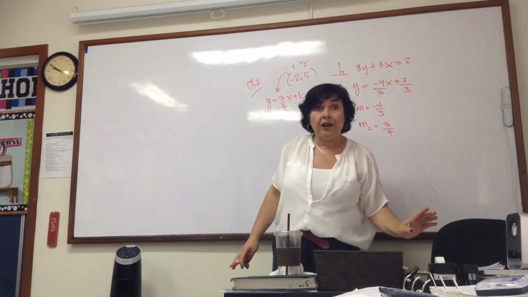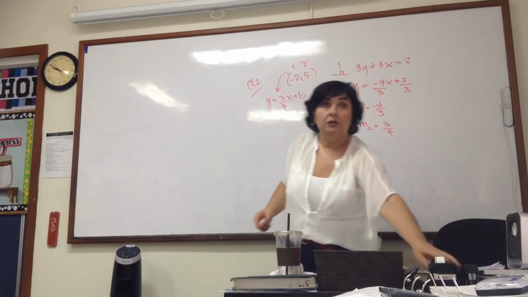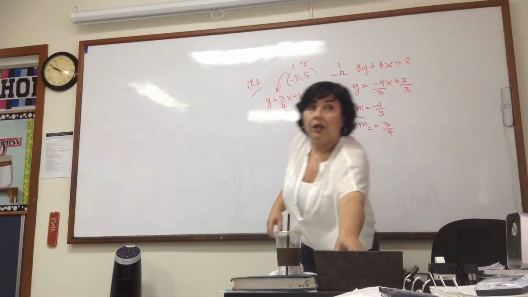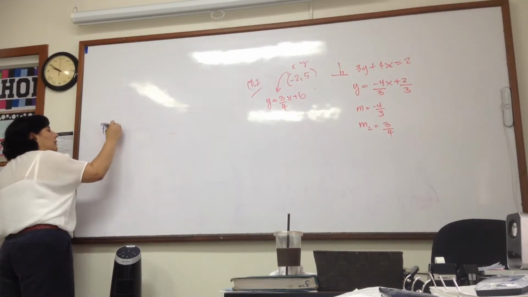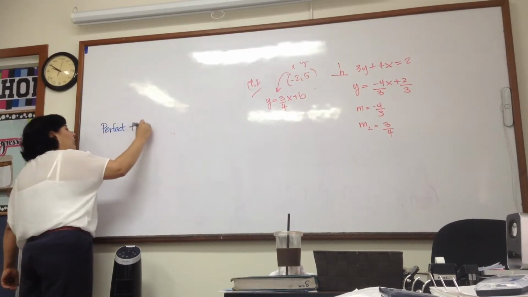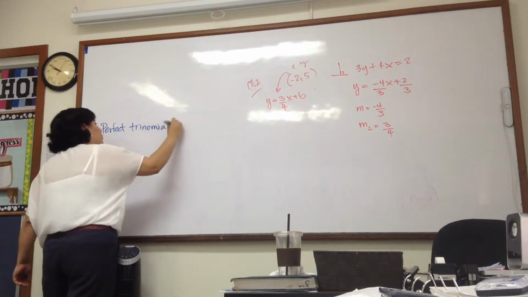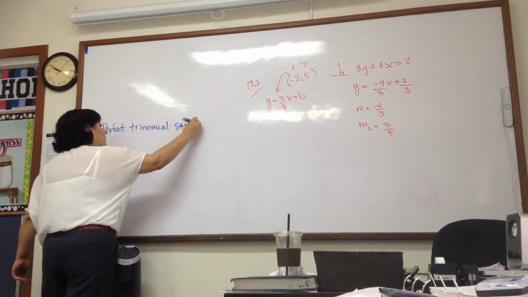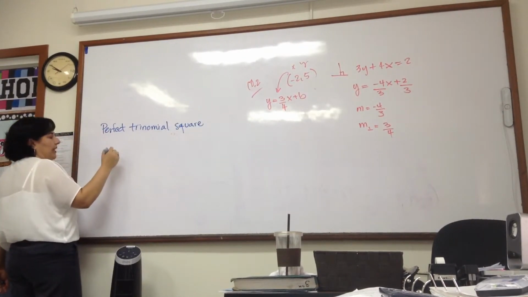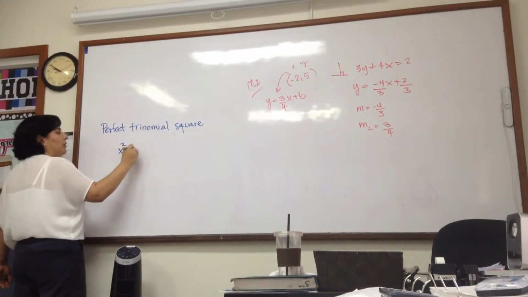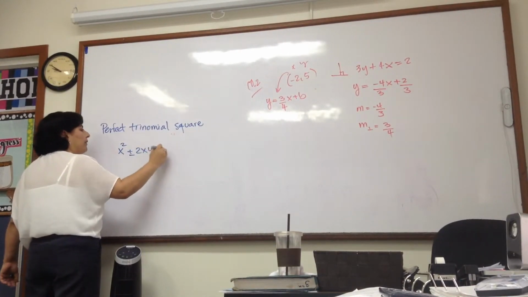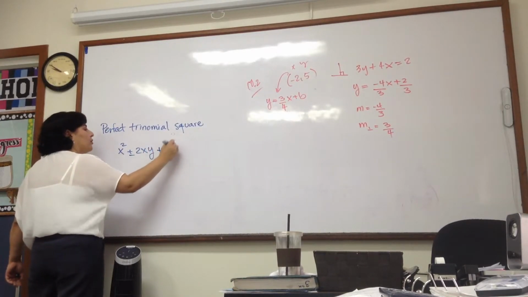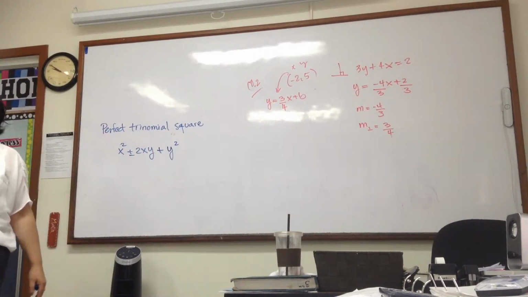Completing the square, you remember how to complete the square? Just give an example, really quickly. A perfect trinomial square. That's the one that looks like this: x squared plus 2xy. This is always a plus. Y squared. That's a perfect trinomial square.